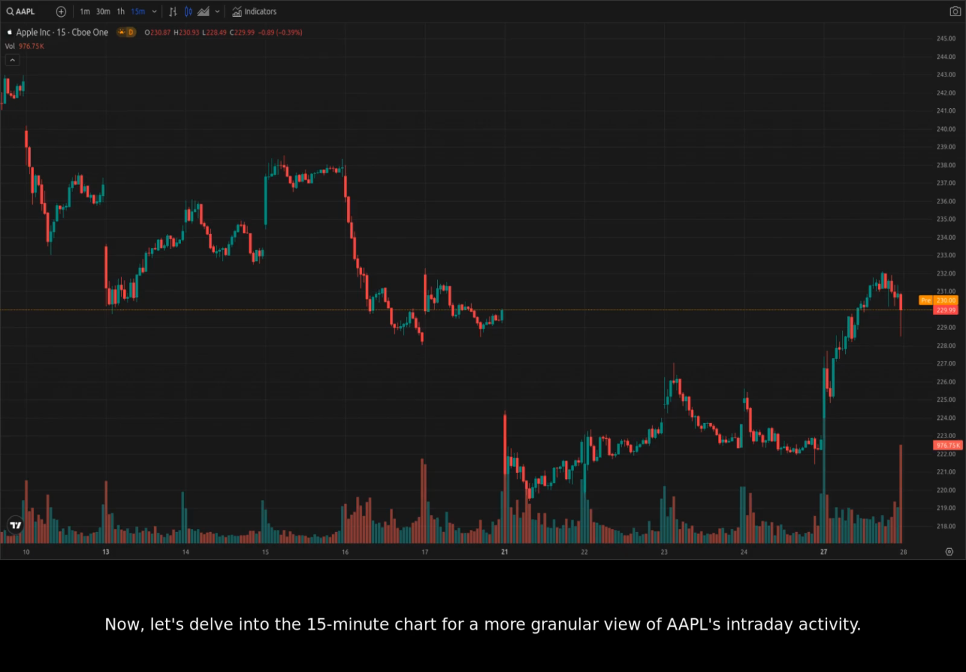Now, let's delve into the 15-minute chart for a more granular view of AAPL's intraday activity. The 15-minute chart will enable us to gain deeper insight into current trading action. Here we can really find the short-term key levels to look for.